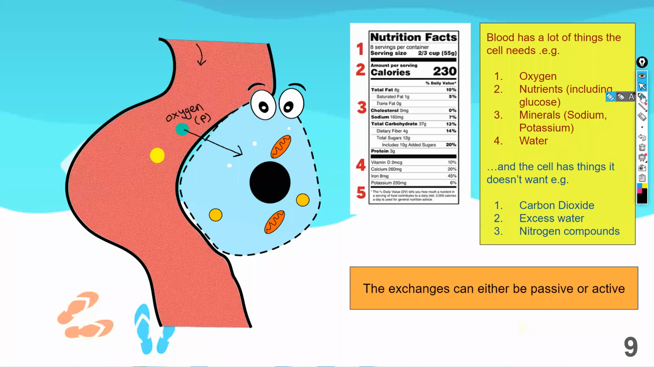What about glucose? You need the glucose because glucose is very necessary for what? Respiration. So you need the glucose to come across. Is that active or passive?